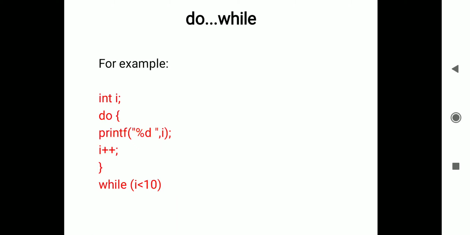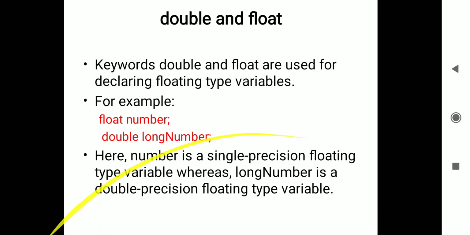Next is the do while loop, or do while keyword. For example, in the do while case, first you have to write do, and last you have to write while. For example, first int i, then assign the do loop. In the opening curly bracket put the data you have to print on screen, then close the curly bracket and then write down the while loop.